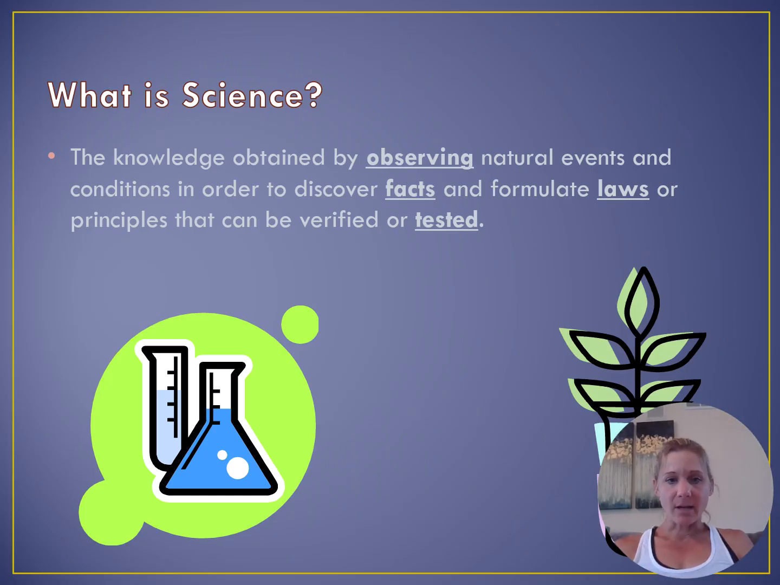So, what is science? Science is knowledge obtained by observing natural events and conditions in order to discover facts or formulate laws or principles that can be verified or tested. So, again, when we think about science and the scientific method, it's all about using logic in order for us to understand what is most likely to happen in various scenarios.